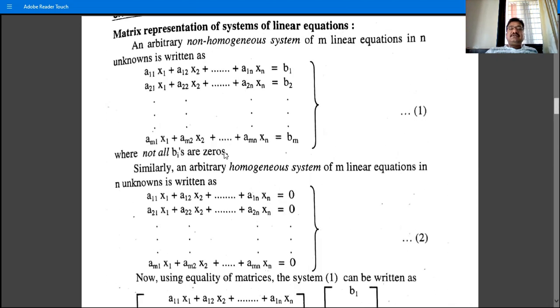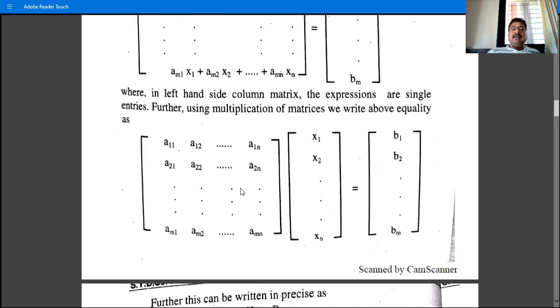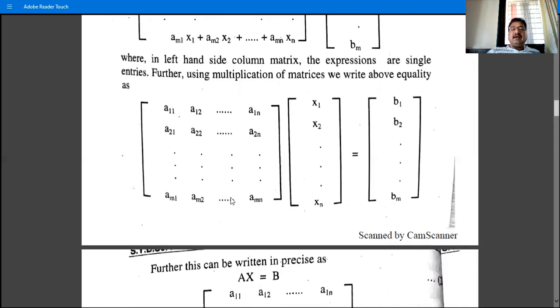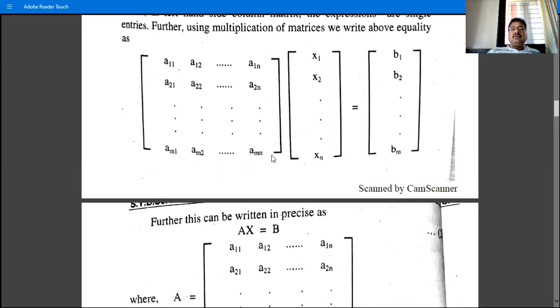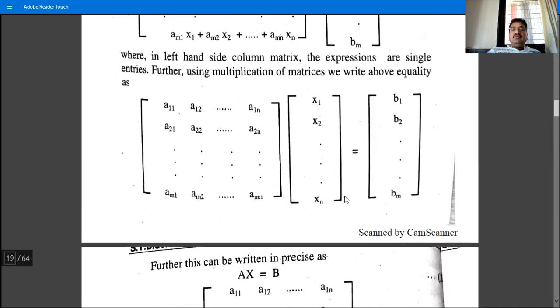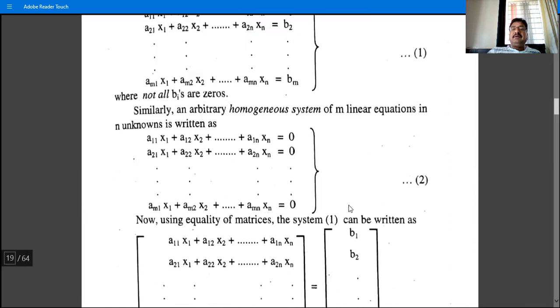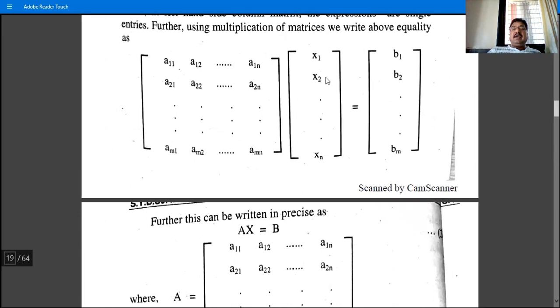And we can write the system in matrix form like this. This is called the coefficient matrix: A11, A12, A1n as the first row, then A21, A22, A2n as the second row, similarly Am1, Am2, Amn as the mth row. And the column matrix X1, X2, Xn, the unknowns, and the column of constants B1, B2, Bm. So this is the system in the form AX = B.